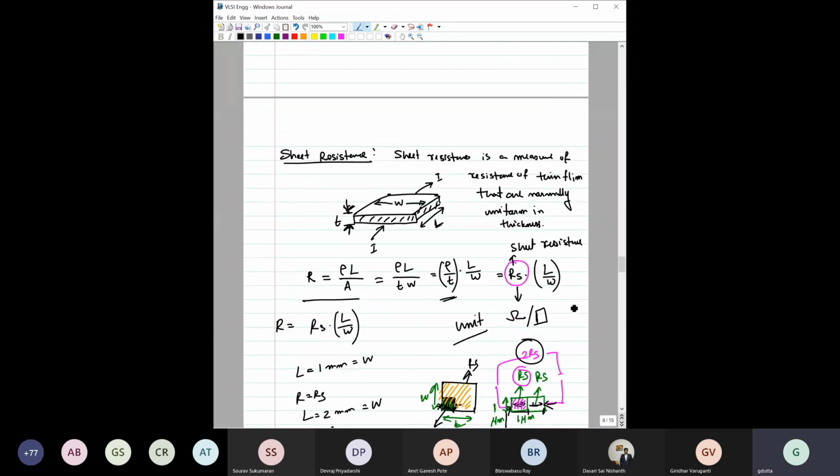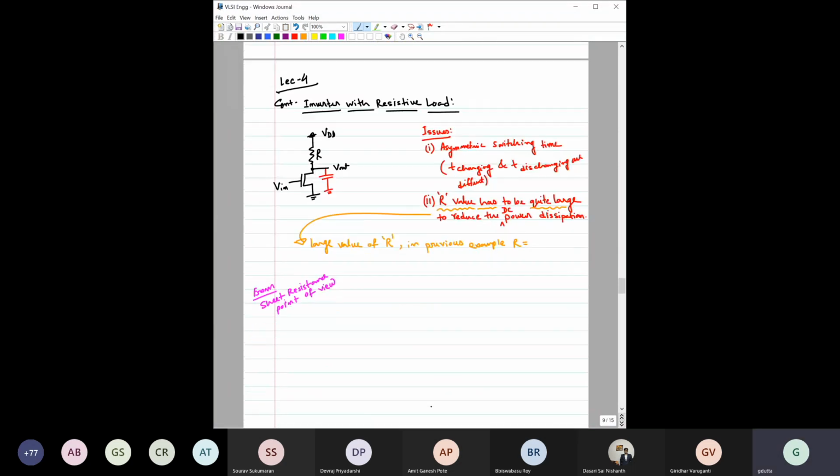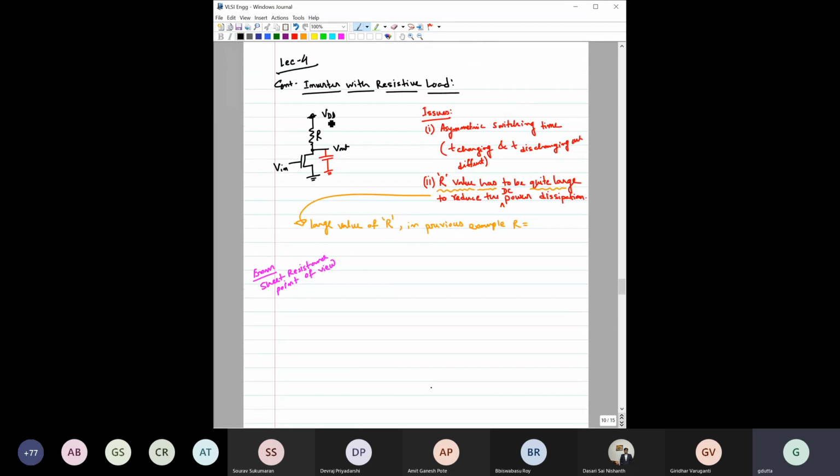Right, so let us start today's class quickly. We are continuing with the inverter with resistive load. This is the circuit design. The issue, as we have discussed, is asymmetrical switching time, that is, T charging and T discharging are different. T charging is this way, T discharging is this way. This resistance is much higher, that we have already discussed.